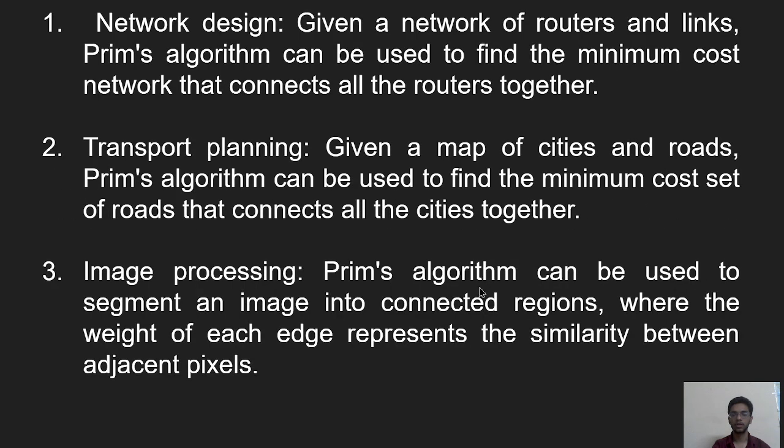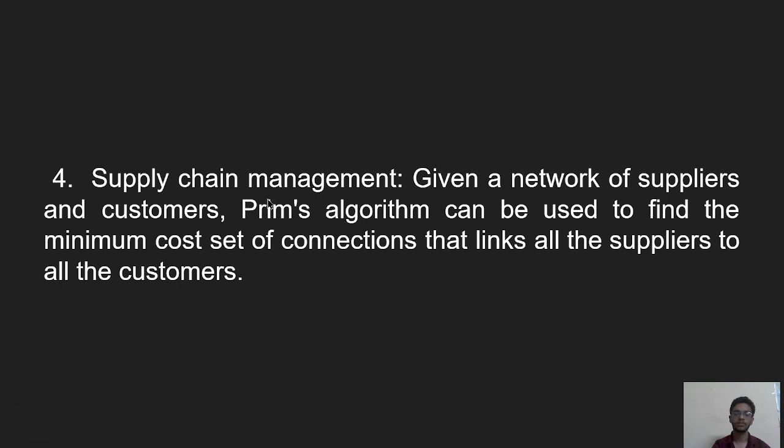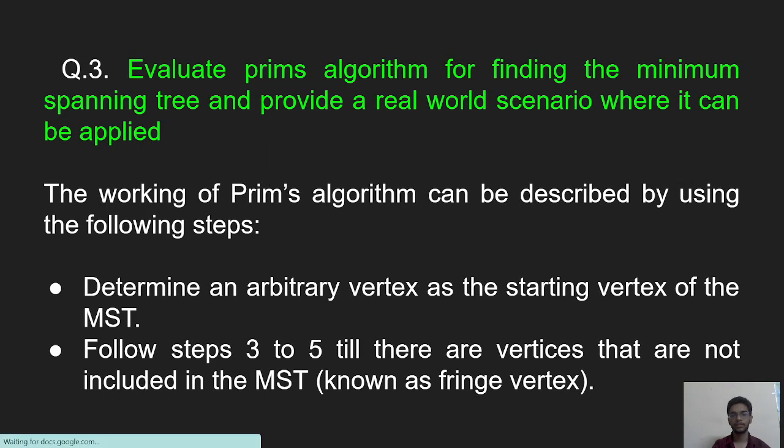Image processing. If there is a similarity between adjacent pixels, we can denote that with the weight of each edge and use it in image segmentation. The last one is supply chain management. If you have a network of suppliers and customers, Prim's algorithm can be used to find the minimum set of connections that link all the suppliers to all the customers. So if there are n customers and p suppliers, we can connect suppliers and customers with the minimum cost with the help of Prim's algorithm. So this is all about Prim's algorithm and its application.